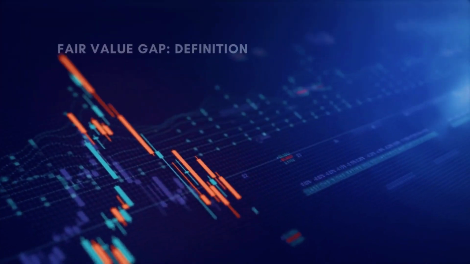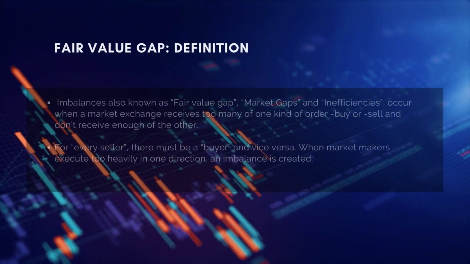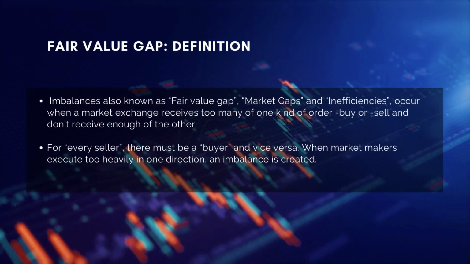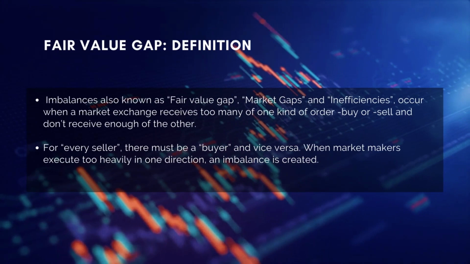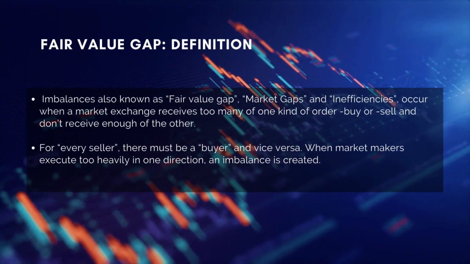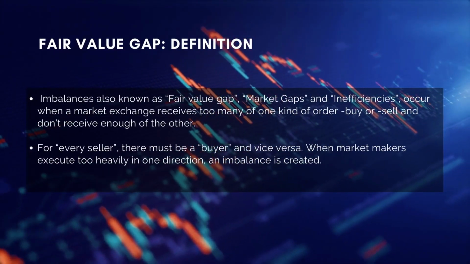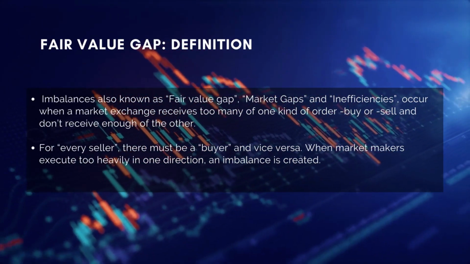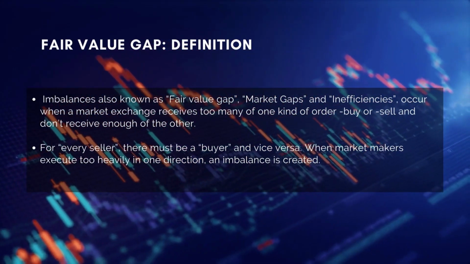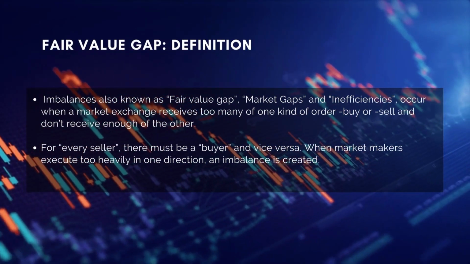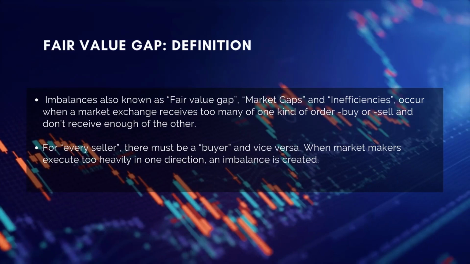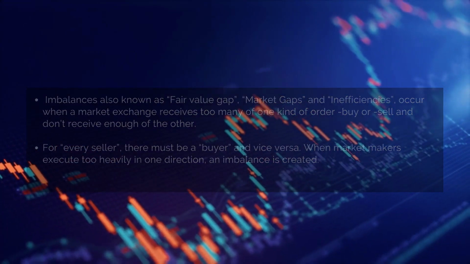So what exactly is an imbalance? Imbalances, also known as fair value gaps or market gaps or inefficiencies, occur when a market exchange receives too many of one kind of orders, buy or sell, and doesn't receive enough for the other. For every seller, there must be a buyer and vice versa. When market makers execute too heavily in one direction, an imbalance is created.